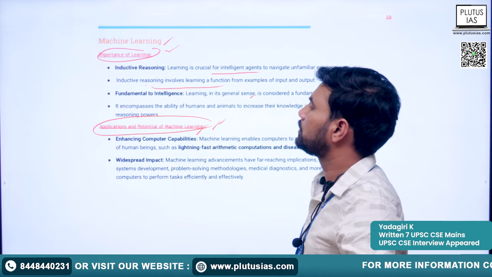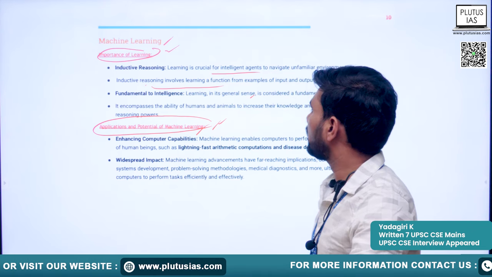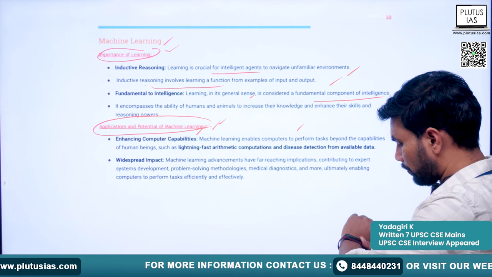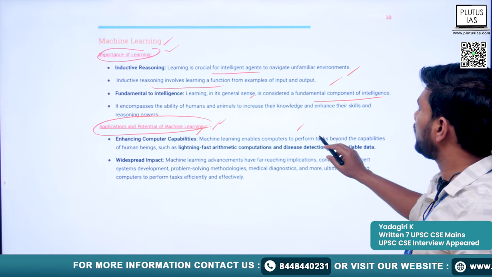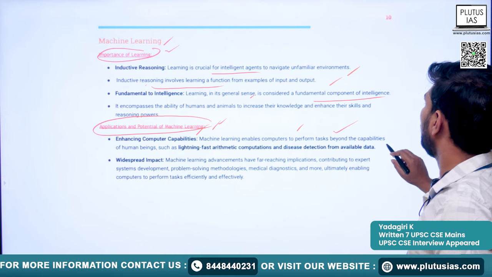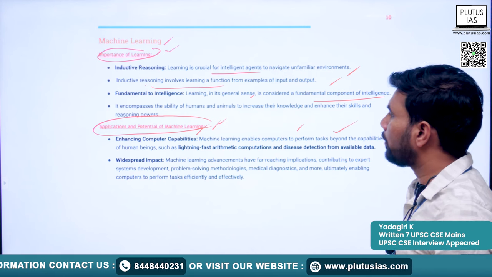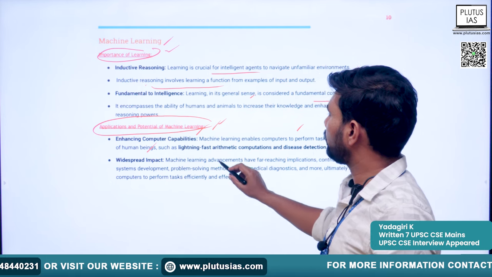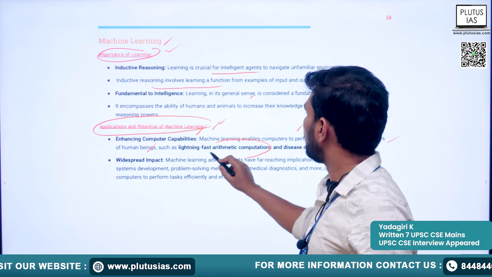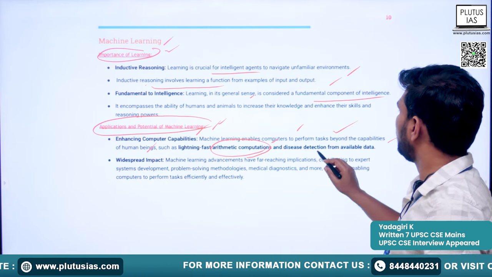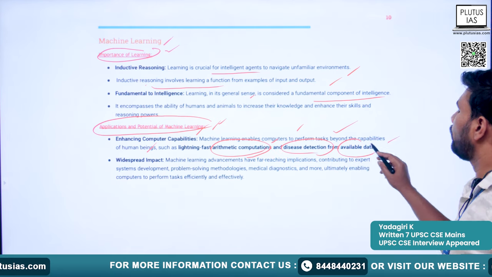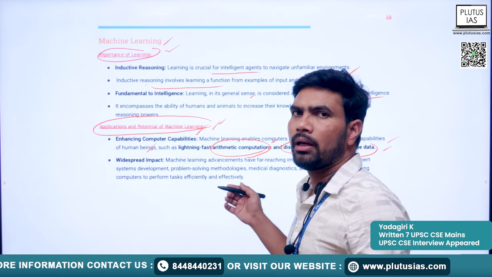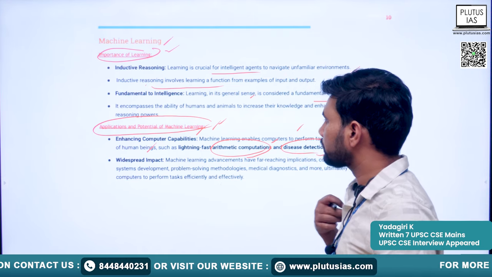So it helps in enhancing the computer's capabilities. Right. So machine learning enables computers to perform tasks beyond the capabilities of human beings. For example, some examples are lightning fast arithmetic computations and disease detection from available data. So these kinds of tasks can be performed by machines.